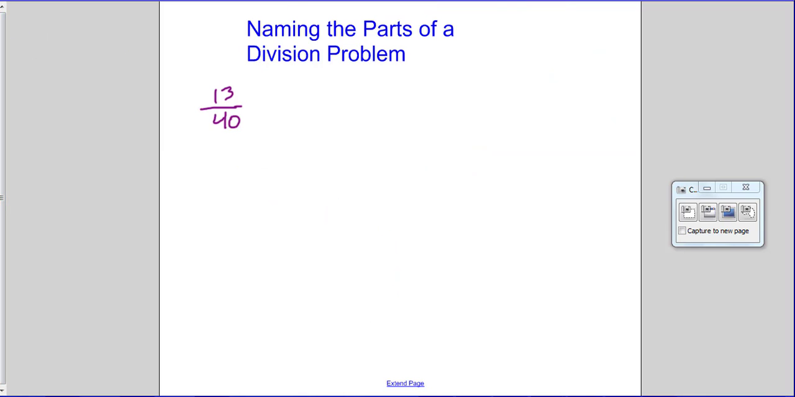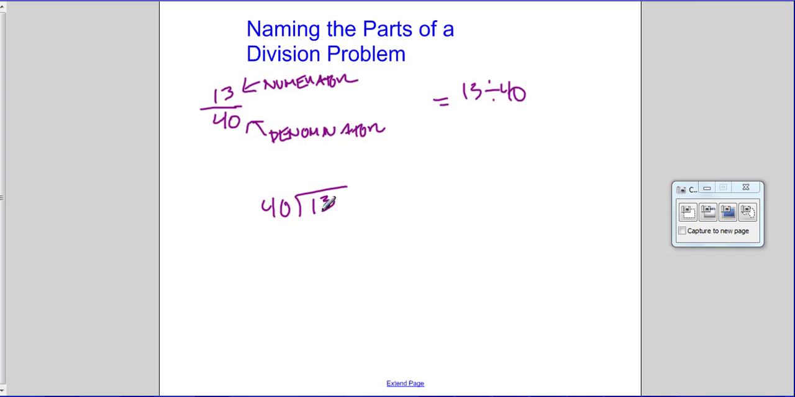So, naming parts of the division problem. I just did that. This is the numerator. We'll do it again though. This is the denominator. If I do this division problem, I can also write this as 13 divided by 40, and I can write this as 40 into 13. When I write it this way, this is the divisor. This is the dividend.